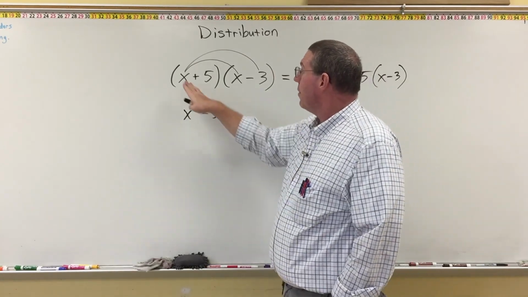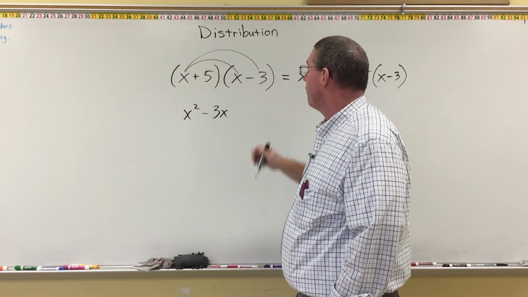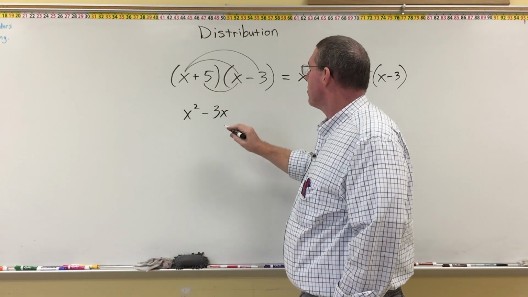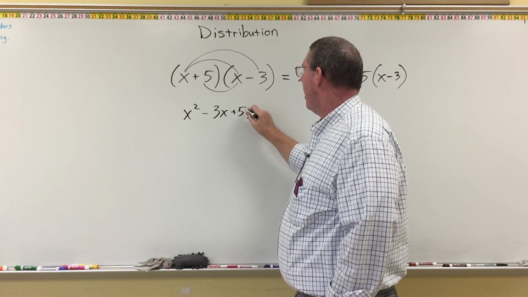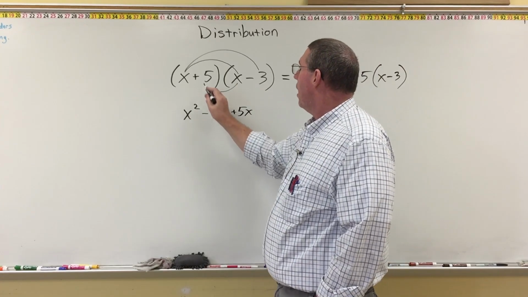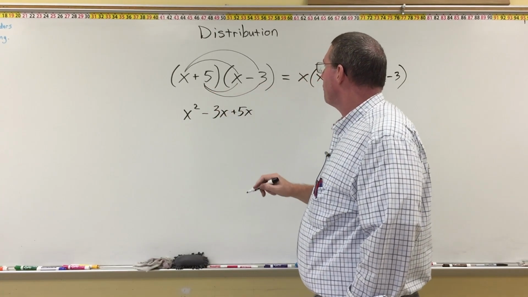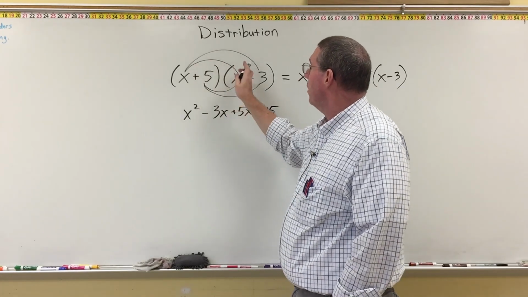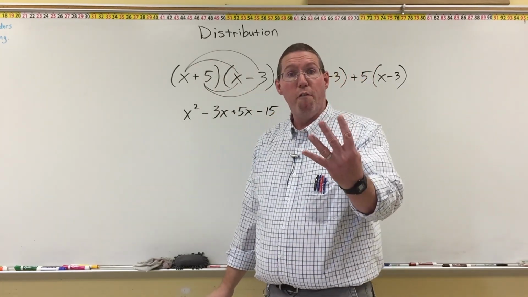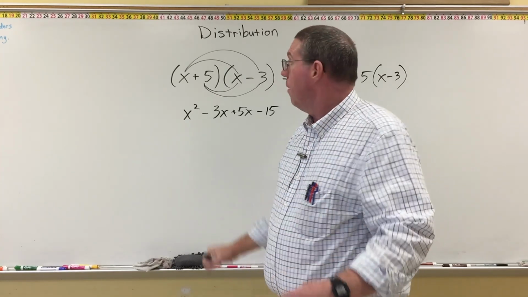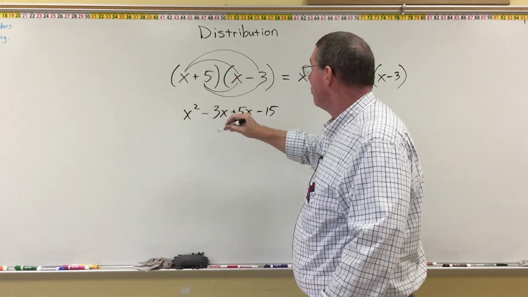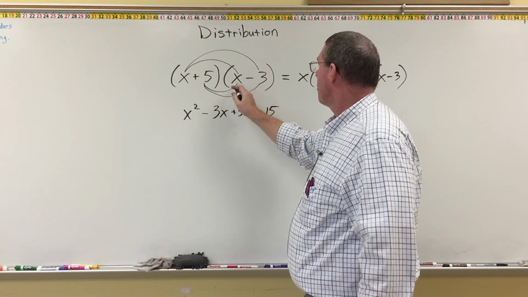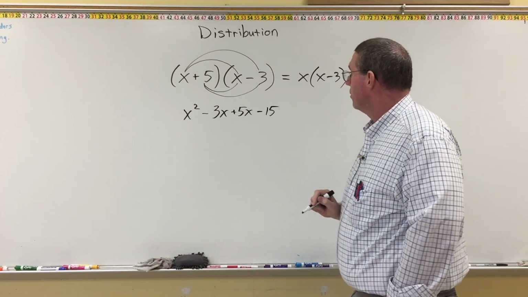Now that they have multiplied the x times both the x and the negative 3, they can now multiply the 5 times the x, and that'll give them plus 5x. Then they can multiply the 5 times the negative 3, and that's negative 15. And so these curved lines show you the 4 products of the two terms times the two terms. There's one product, there's another product, there's a third product, and there's a fourth product, okay?